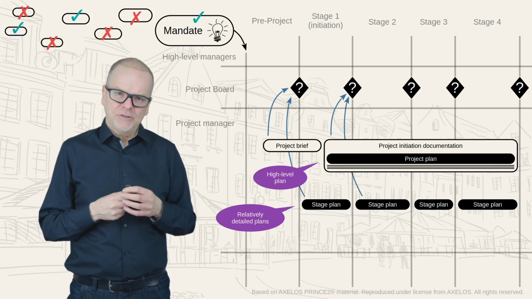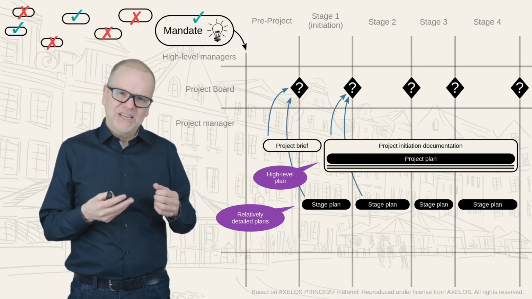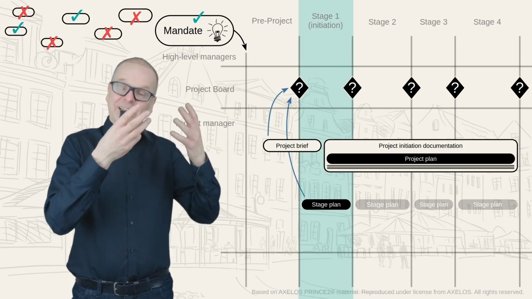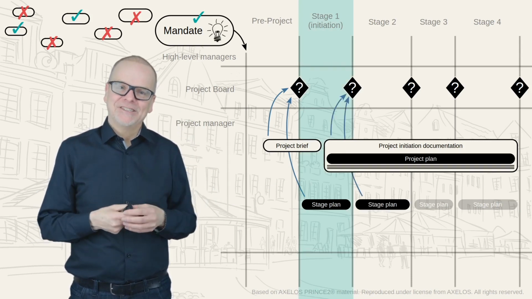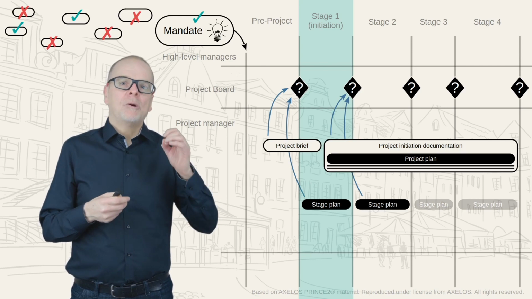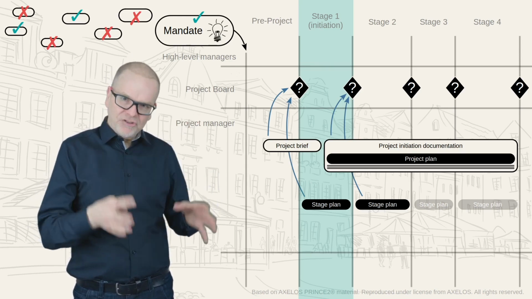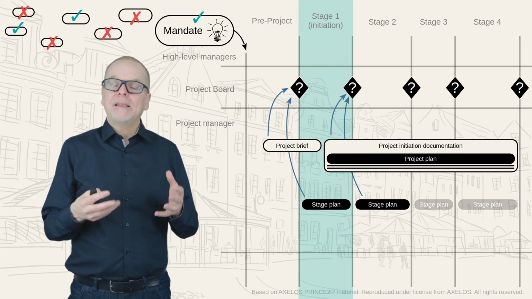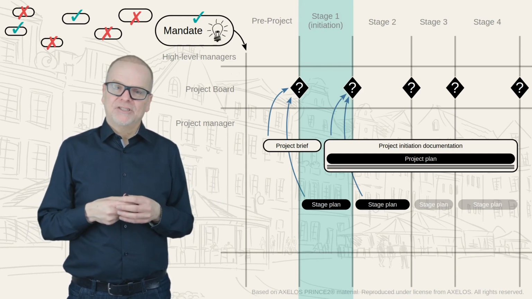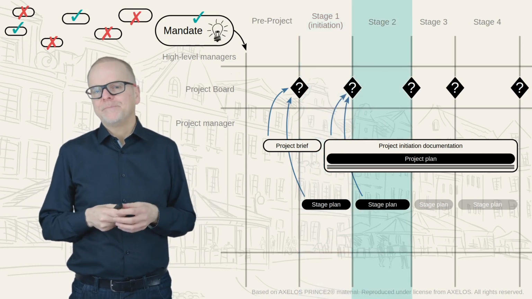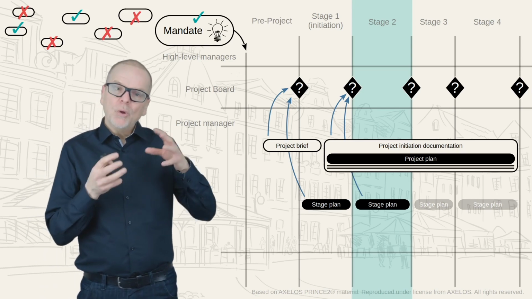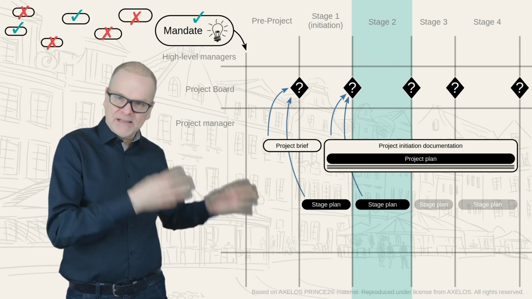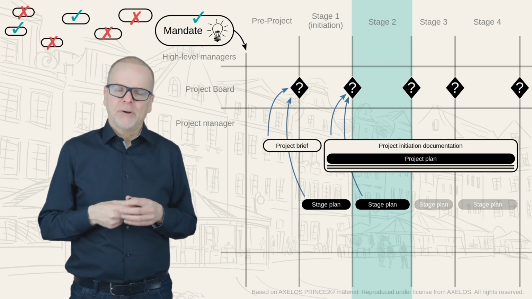Something else here we must do towards the end of the initiation stage is to prepare a stage plan for the next stage, which is actually stage 2. And this will be a relatively detailed plan because it's just focused on that stage. Now let's say we're actually in stage 2. What should happen here? Well, we go through the stage based on the stage plan. So we use the stage plan as a guide of what we should do in the project.